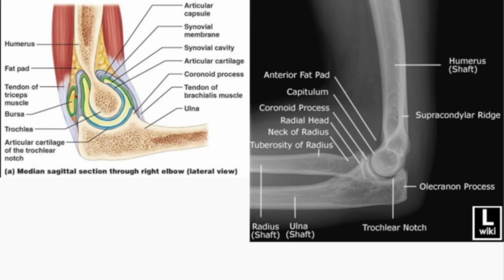Triceps tendon, here's the olecranon bursa. No, I'm sorry, that is not the olecranon bursa, though. That is a separate bursa. The trochlea sitting in the trochlear notch. You can see the blue stuff is the articular cartilage, okay? The capsule wraps around the synovium, okay? The synovial membrane and the synovial fluid. Coronoid process on the front. All right, and then you see all these things on this same view here, but just in bony form, right? So capitellum, et cetera, trochlear notch, olecranon process.